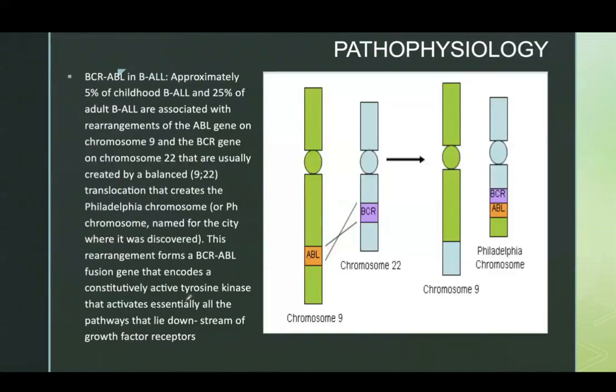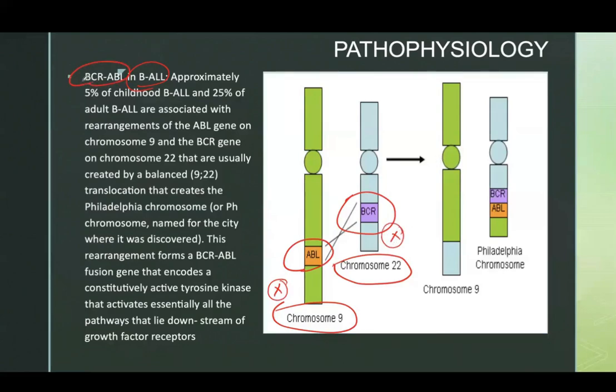Next, the pathophysiology. BCR-ABL fusion is the main pathophysiology of B-type ALL. Just remember that. Okay? The BCR, B-cell receptor gene, is on chromosome number 22. ABL is on chromosome number 9. This is an MCQ point. Okay? And the fusion occurs. This is the main pathophysiology for B-ALL. Okay? Just note this down.